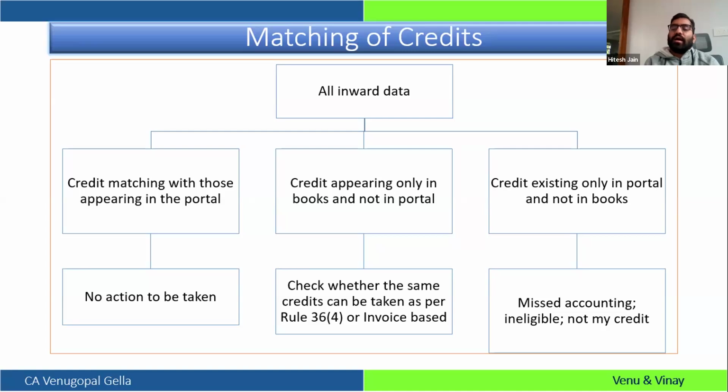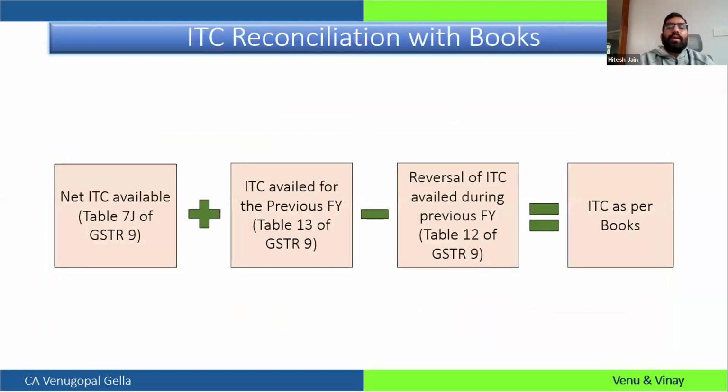And thirdly, another case may be that although the credit is lying in my portal and based on my GSTR 2B, I have claimed such credit as well, but I forgot to record such credit in my books of accounts. So these can be the various scenarios when we try to match the credits as per our books and as per the portal. Coming to ITC reconciliation with books.